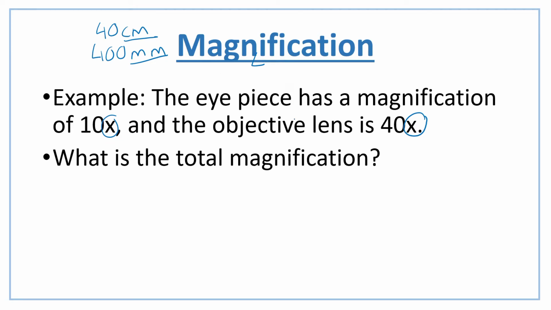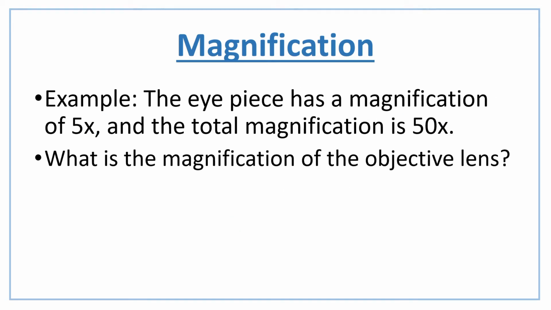So the eyepiece has a magnification of 10 times and the objective lens is 40 times. So to calculate the total magnification, you would times the eyepiece by the objective, and that would be 10 times by 40, which will give you 400 times total magnification.